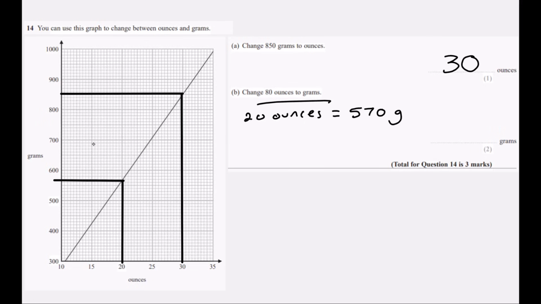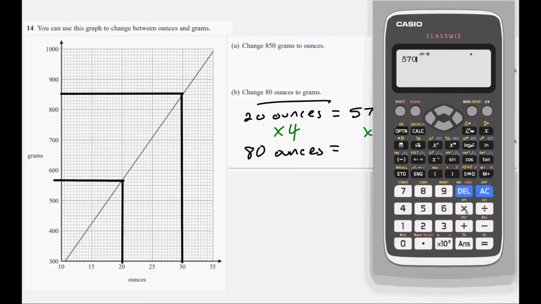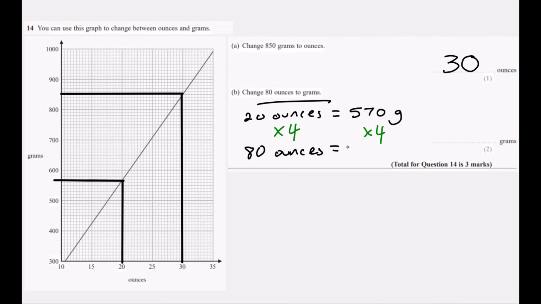And then I want 80 ounces. So I've got 20. If I multiply it by 4, I'm going to get 80. So 80 ounces will be 570 times 4, which is 2,280. Obviously, if you used 565, you would have got a slightly smaller answer, but there will be a range of acceptable answers.